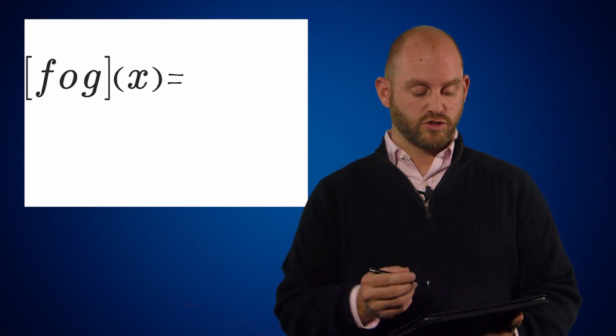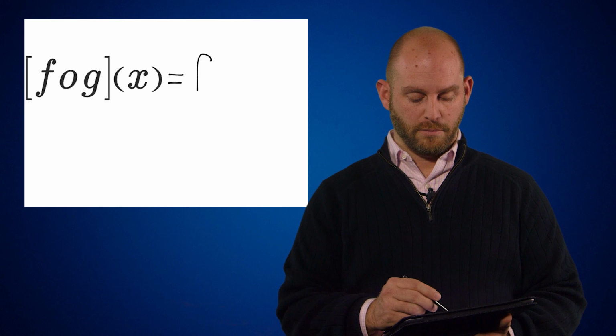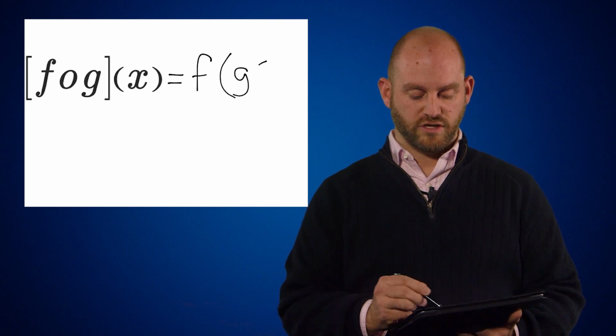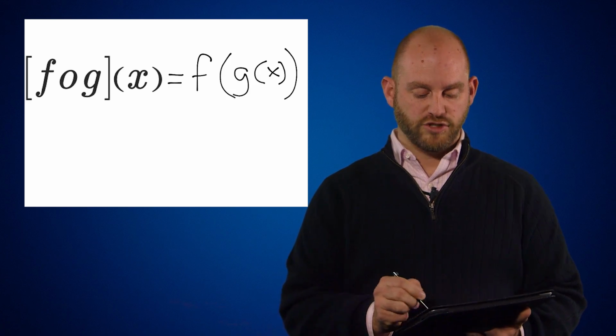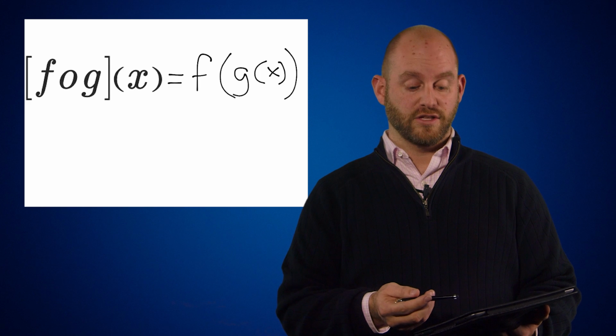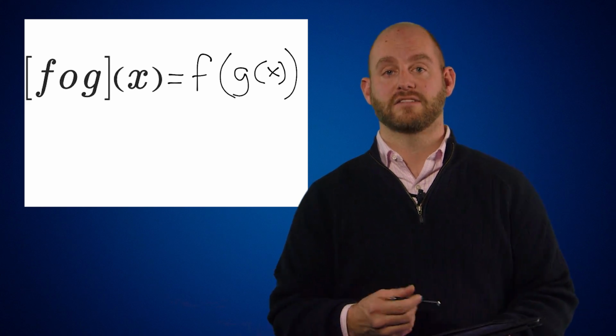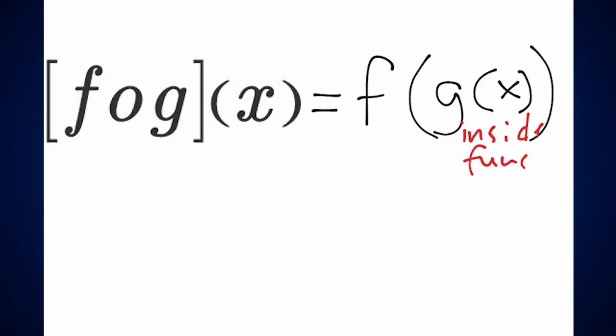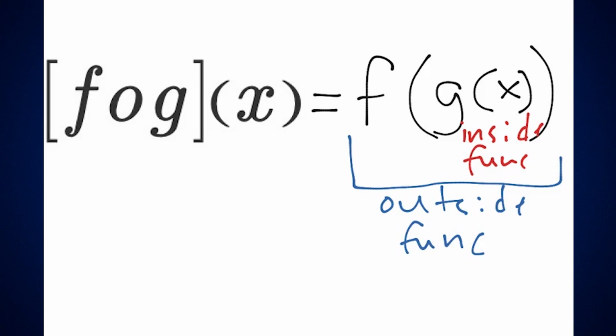I teach my students to rewrite this to look a little bit more like something we're used to seeing. So if we write f of g of x, we now see that the g of x function is now the inside function. So we can label this as the inside function, and then our f of x would be the outside function. So we're going to use a double oven system.